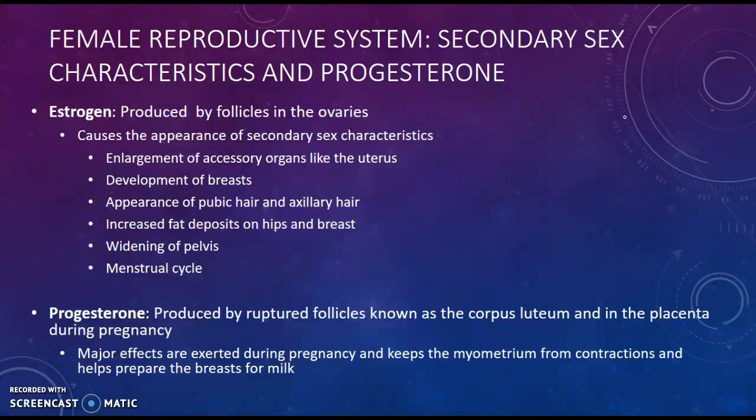Okay, going back to estrogen and progesterone. Estrogen is what's going to be produced by the follicles in the ovary, so it's actually helping your egg mature.